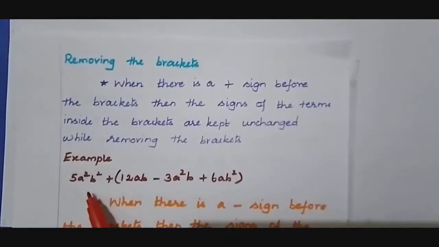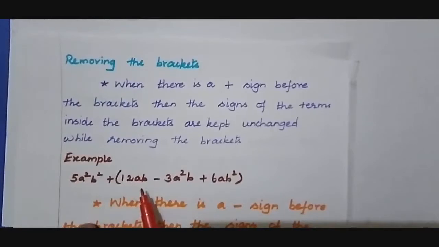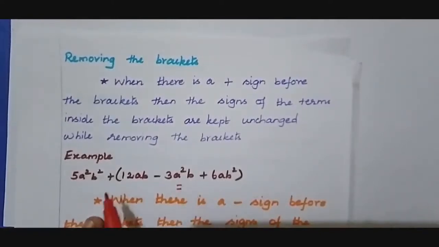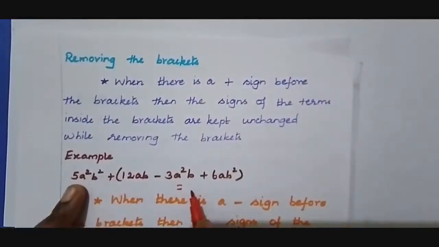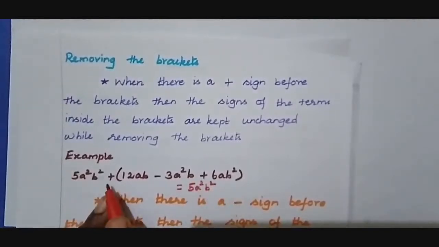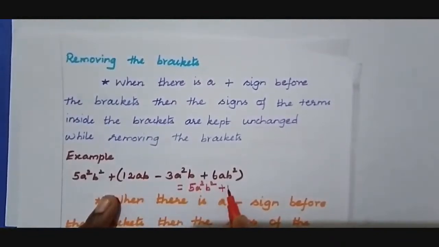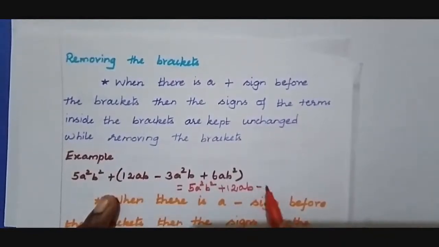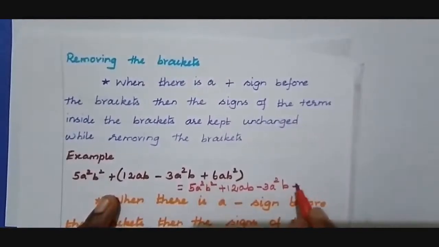Example: 5a square b square plus 12ab minus 3a square b plus 6ab square. Now you can remove the bracket. How do we remove the bracket? Yes, we have to multiply the sign preceded by the bracket. So write the first term as such, 5a square b square. Now multiply this plus sign with the terms inside the bracket. Plus into plus is plus 12ab. Plus into minus is minus 3a square b. Plus into plus is plus 6ab square.